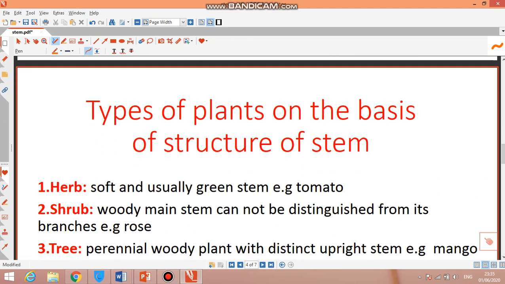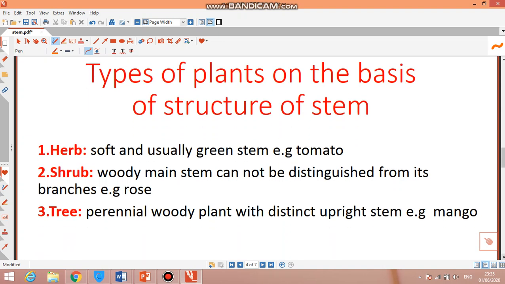Types of plants on the basis of structure of stem. So which type of structure of stem is there? Either it is soft, hard, short, or long. On that basis the stem can be classified, and plants can be classified into three categories. One is herb, second is shrub, third is tree.